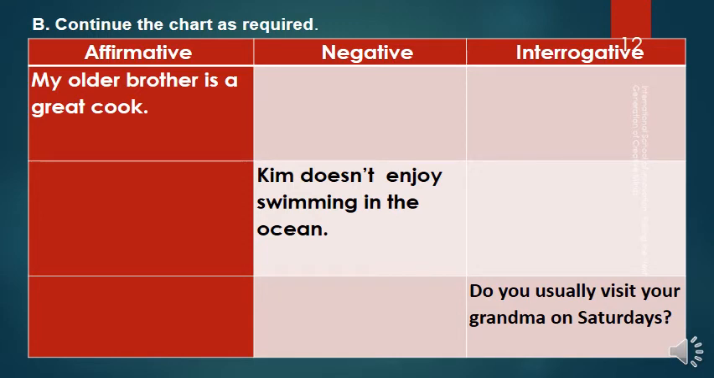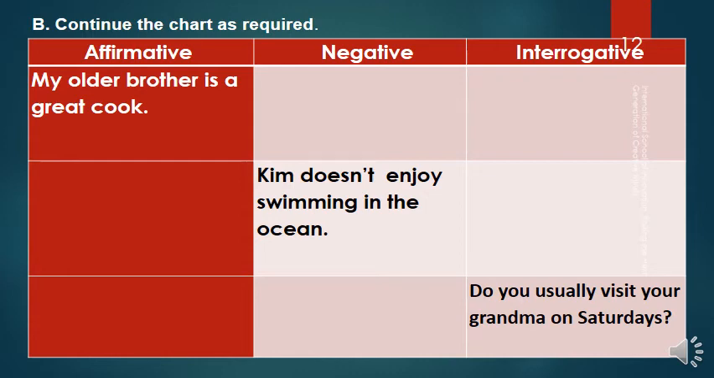Kim doesn't enjoy swimming in the ocean. If we want to change this sentence to the affirmative form, we do not have to add does. So Kim enjoys. We have to add s here because Kim is a singular noun. So Kim enjoys swimming in the ocean.